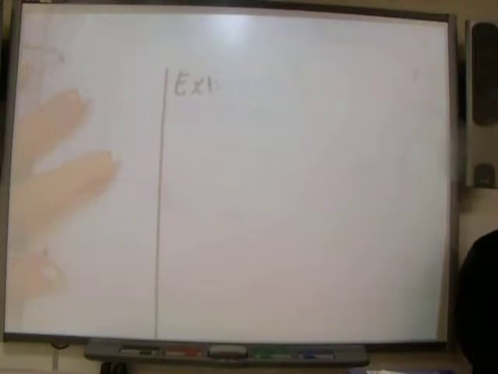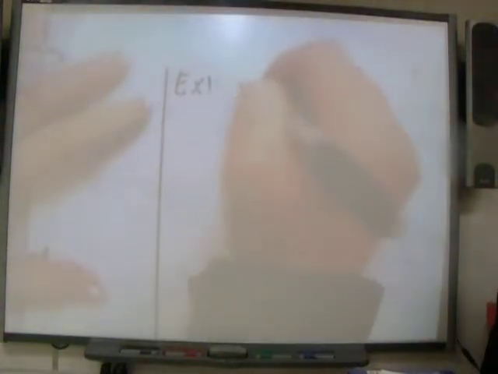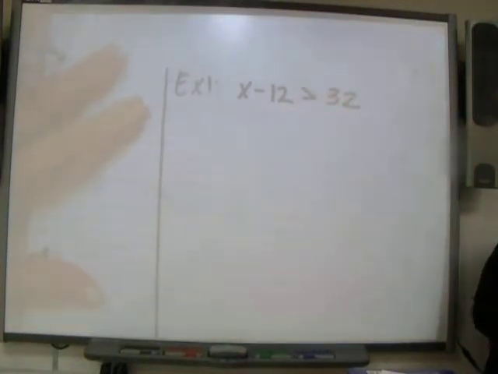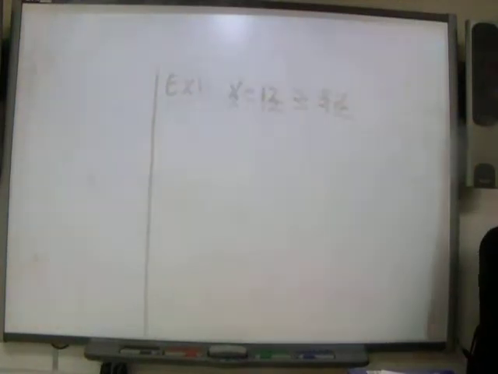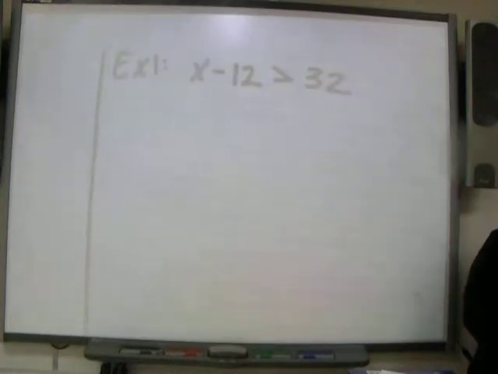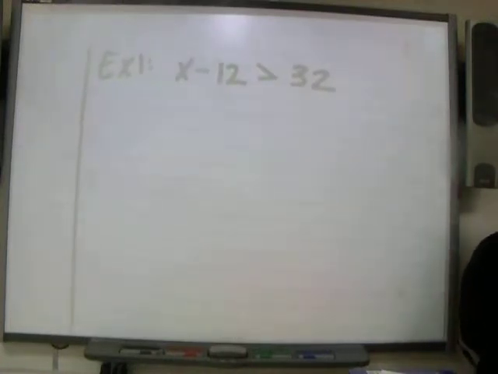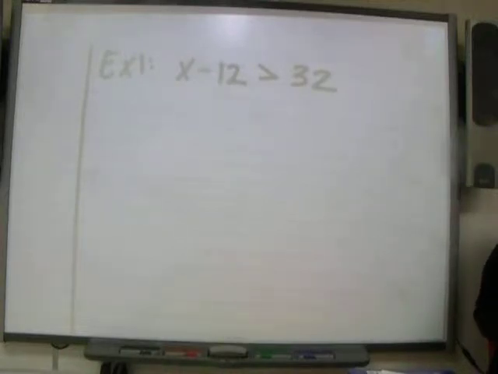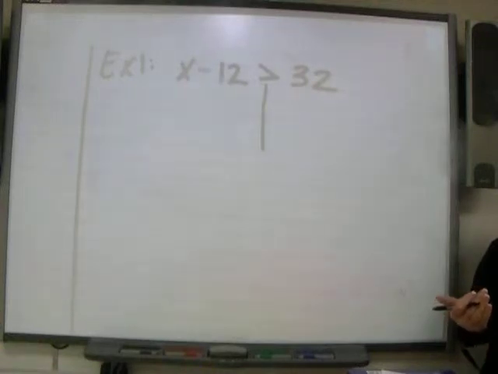Example 1. x minus 12 is greater than 32. Now, we said that inequalities are going to be solved exactly like equations, so this is where that imaginary balance is going to be. We're still going to do what we did before and undo what was done to the variable by doing the inverse operation.